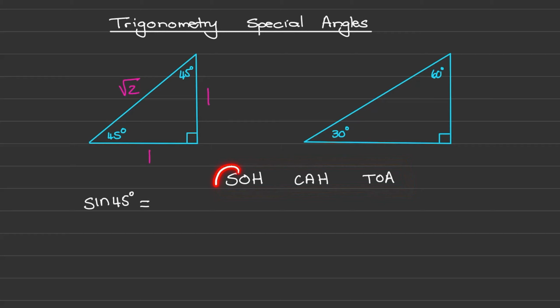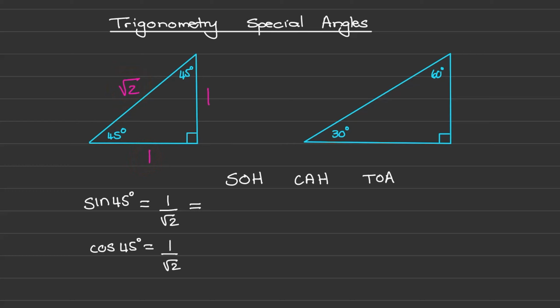So for the sine ratio, I have the length of the opposite divided by the length of the hypotenuse. So from 45 degrees, the opposite length is 1, and the length of the hypotenuse is square root of 2. So the sine of 45 is 1 over square root of 2. For cosine, I use the length of the adjacent side divided by the length of the hypotenuse side. So the cosine of 45 degrees is adjacent of 1 over square root of 2.